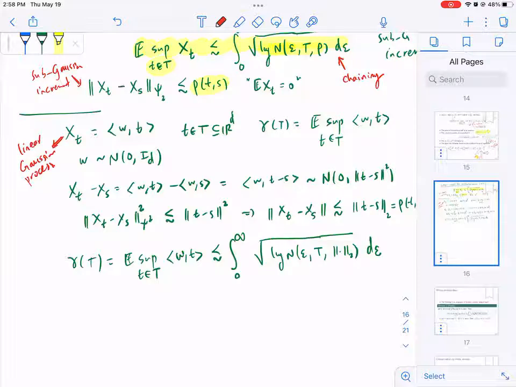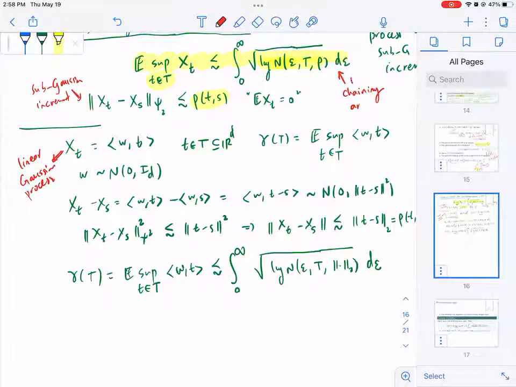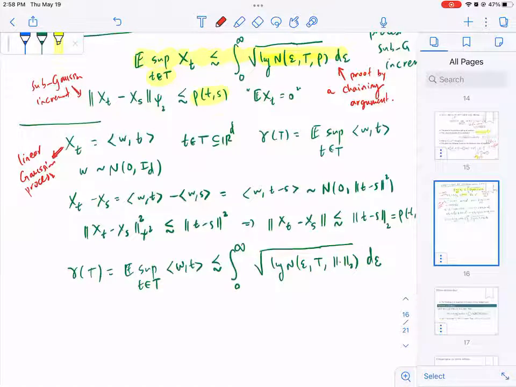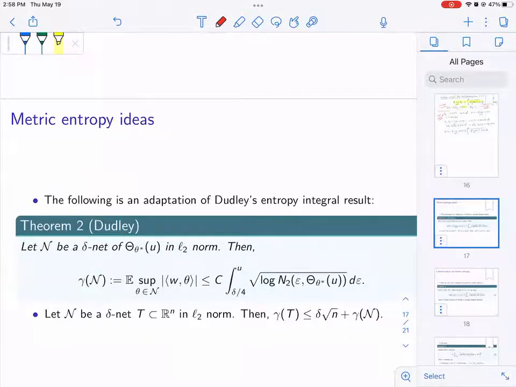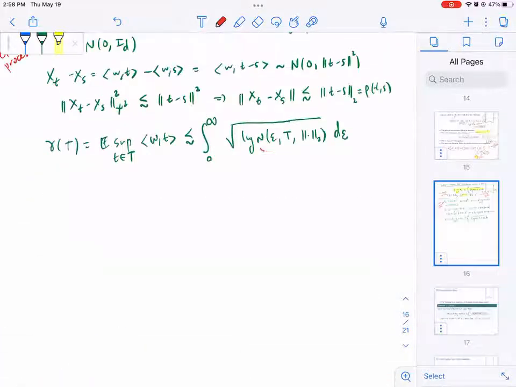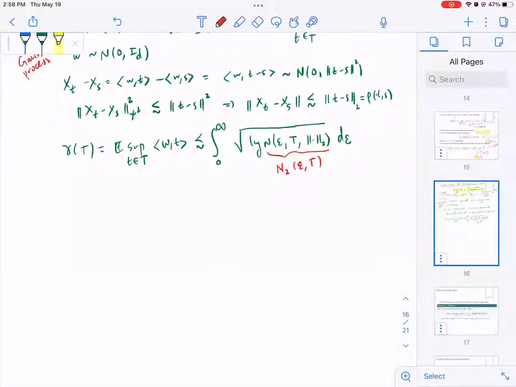Not Dudley's, because it's well known. It's related to the chaining argument. So it's a proof by a chaining argument. The version of this that I have here, for simplicity I sometimes write it as N2(epsilon, T), just saying the covering number of T in the L2 norm at scale epsilon. So the version that I have here is slightly different. That's the version that you usually see.